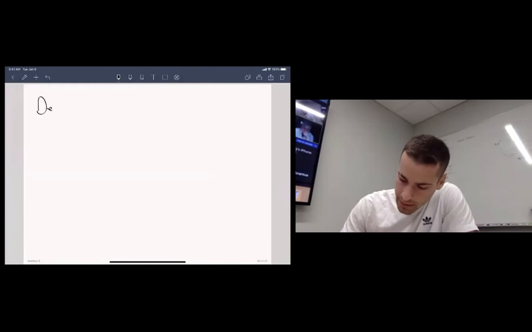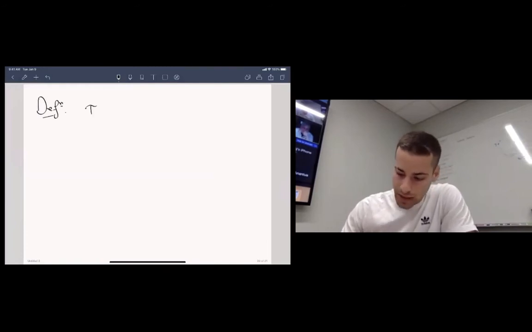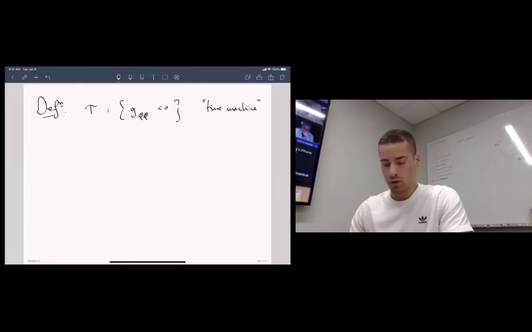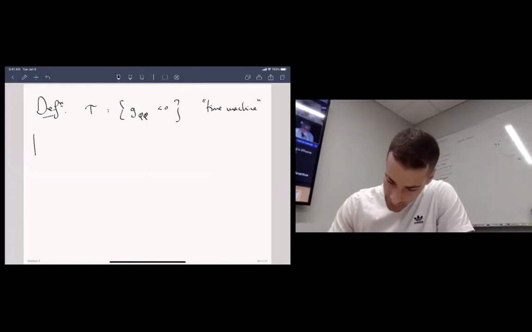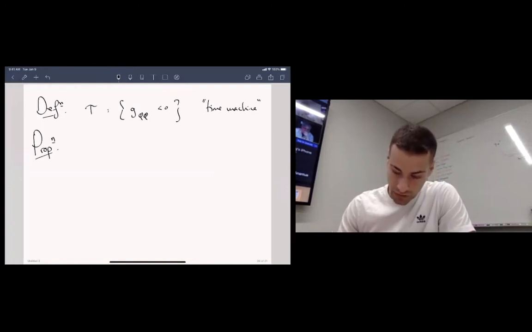So let me introduce some definitions. I'm going to call big tau the region in which the phi component of the metric is time-like. And I'm going to call this the time machine. You'll see why I'm calling it a time machine. Now, on the basis of the metric in region 3, I can prove that 3 is vicious.